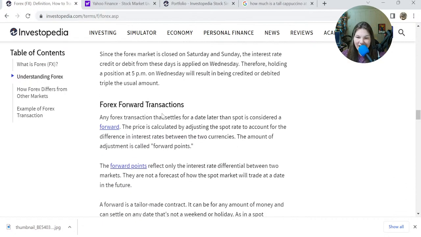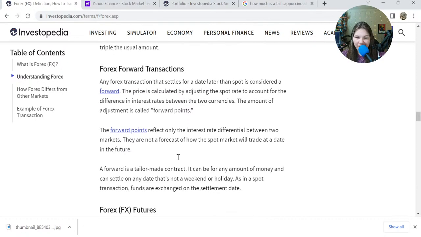Any Forex transaction that settles for a date later than spot is considered a forward. The price is calculated by adjusting the spot rate to account for the difference in interest rates between the two currencies. The amount adjustment is called forward points. The forward points reflect only the interest rate differential between two markets. They're not a forecast of how the spot market will trade at a date in the future.